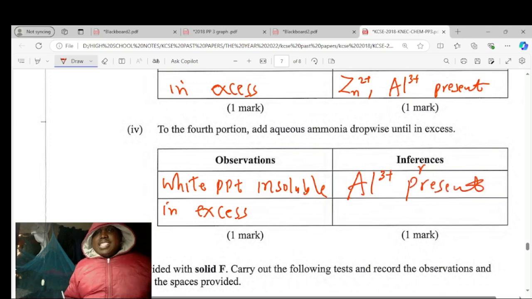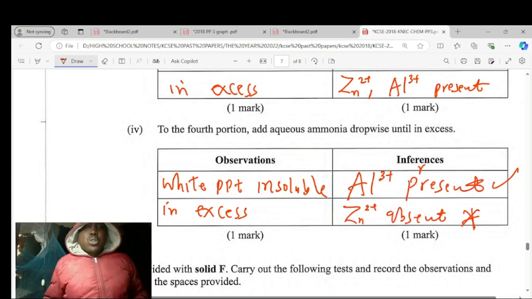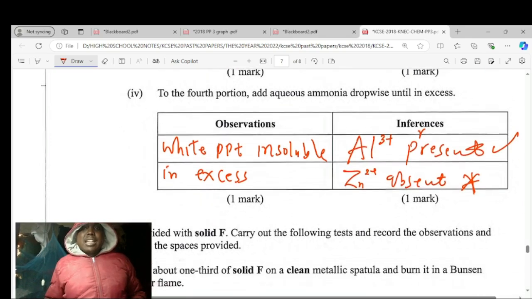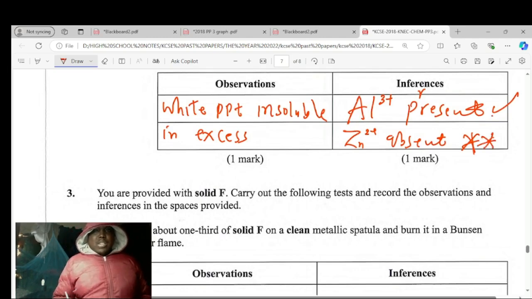Zinc is absent, and they discourage negative answers. Zinc 2 is absent. For this one, you tell us what is present. Don't write what is absent, because we know what is present. We use absent where we do not have an option. But here we have option that the aluminium is present. Therefore, it is not encouraged to use the negative answer when we have the positive answer. So the cation present is aluminium.